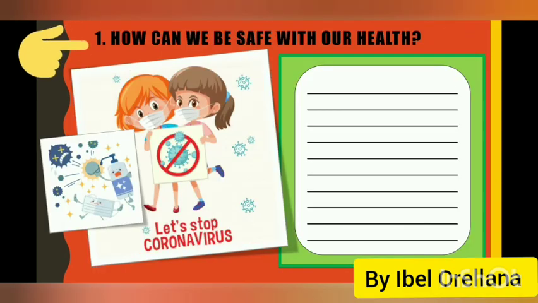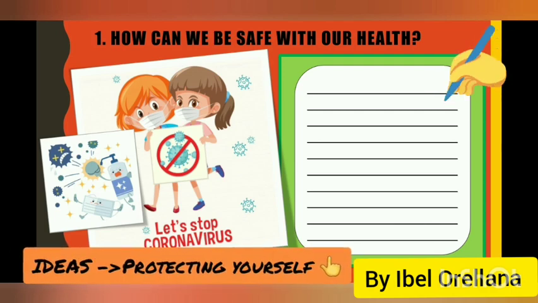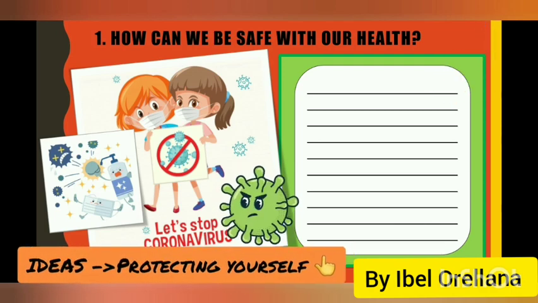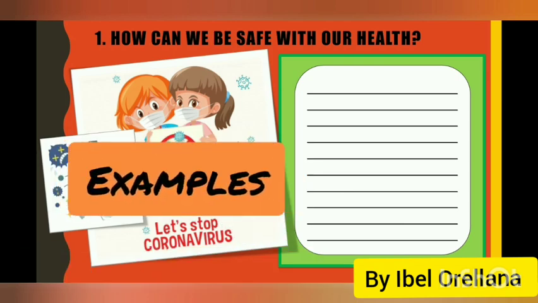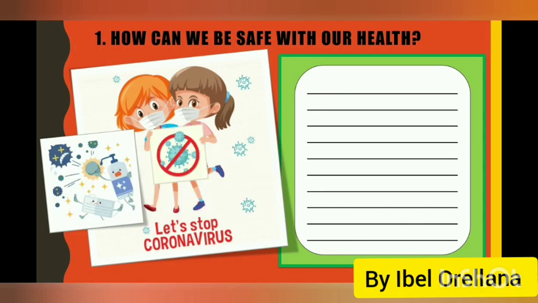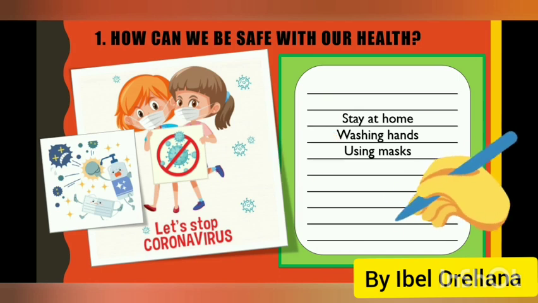Activity 1. How can we be safe with our health? Here you are going to write some ideas for protecting yourself from coronavirus. I'm gonna show you some examples, but remember that you have to write your own ideas. Those could be stay at home, washing hands, using masks. Here you could write all the ideas as possible.